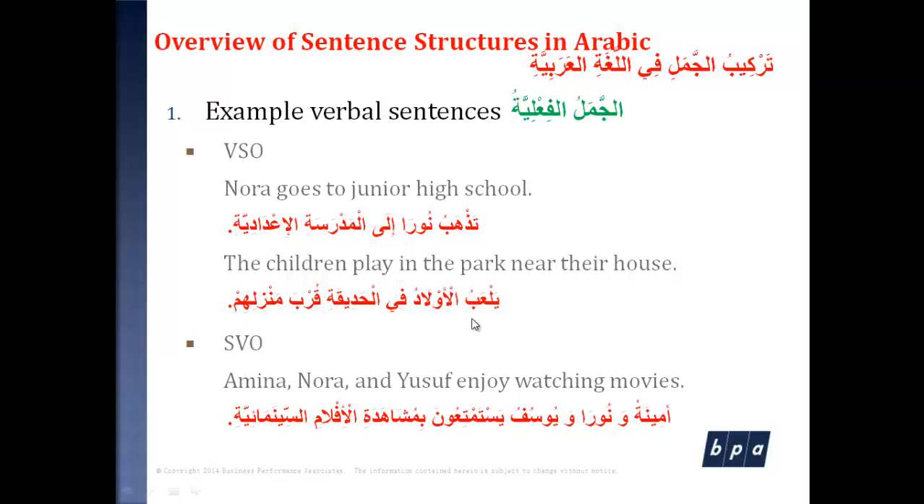You can see here that يلعب stays in the single form. This يلعب is for هو, يلعب, and الأولاد is a plural. So there's no agreement necessary between the verb and the subject in this case.